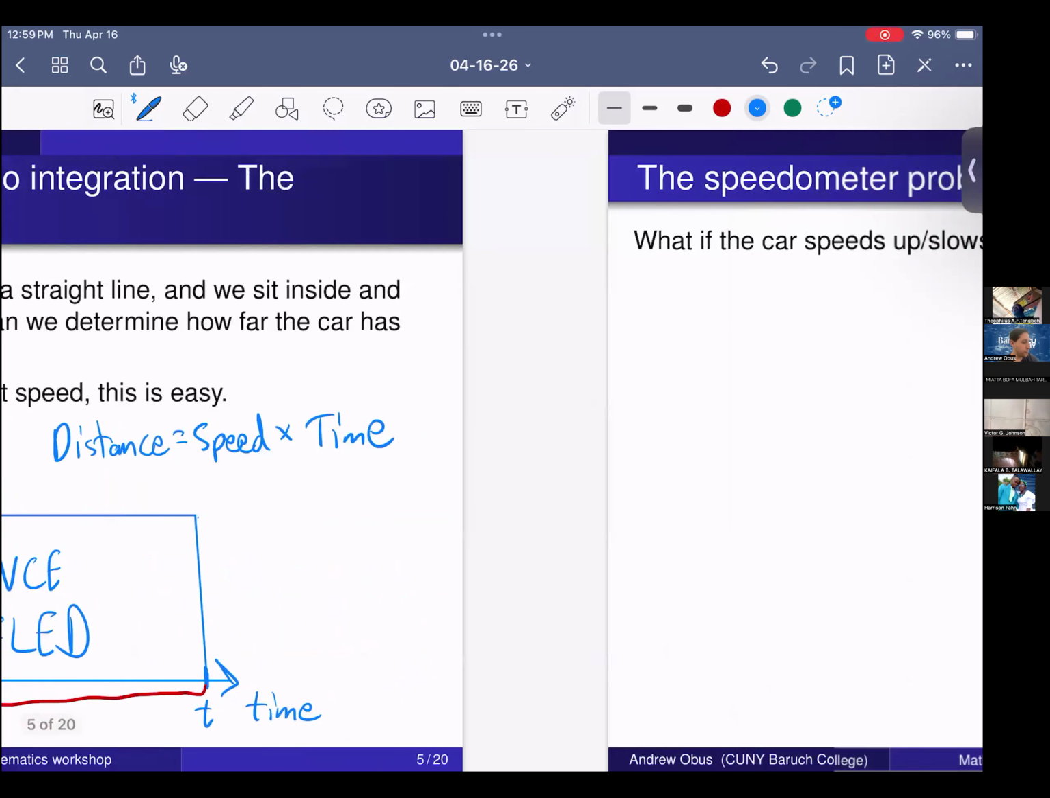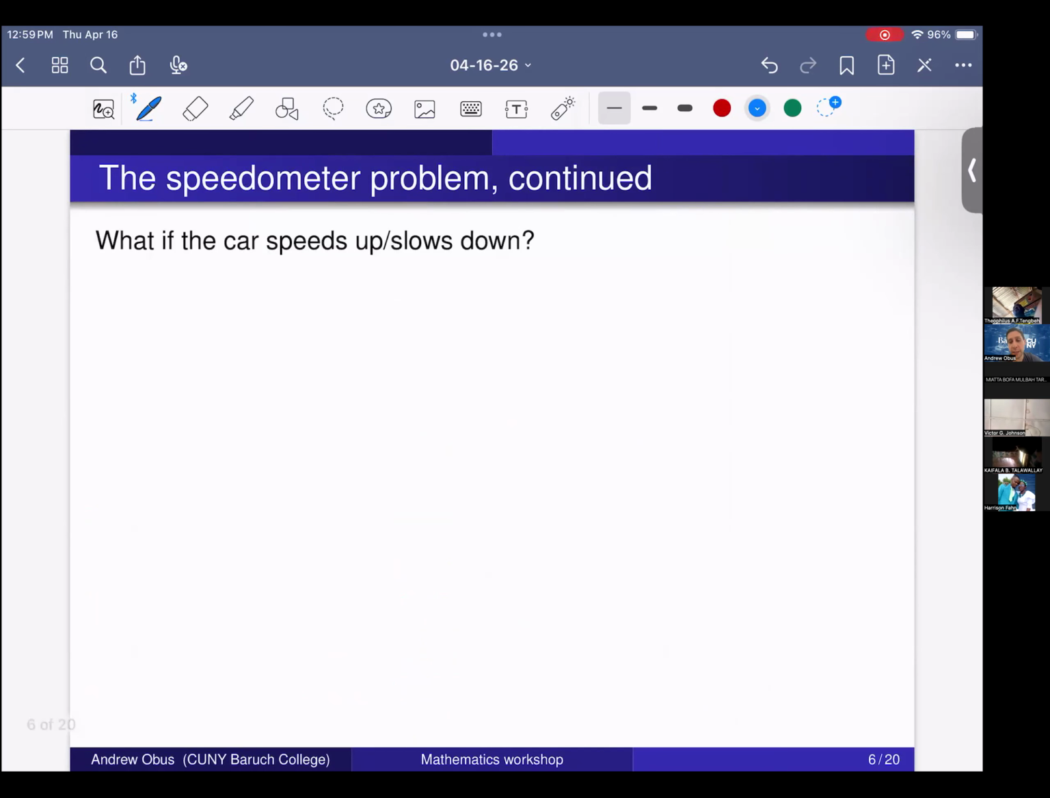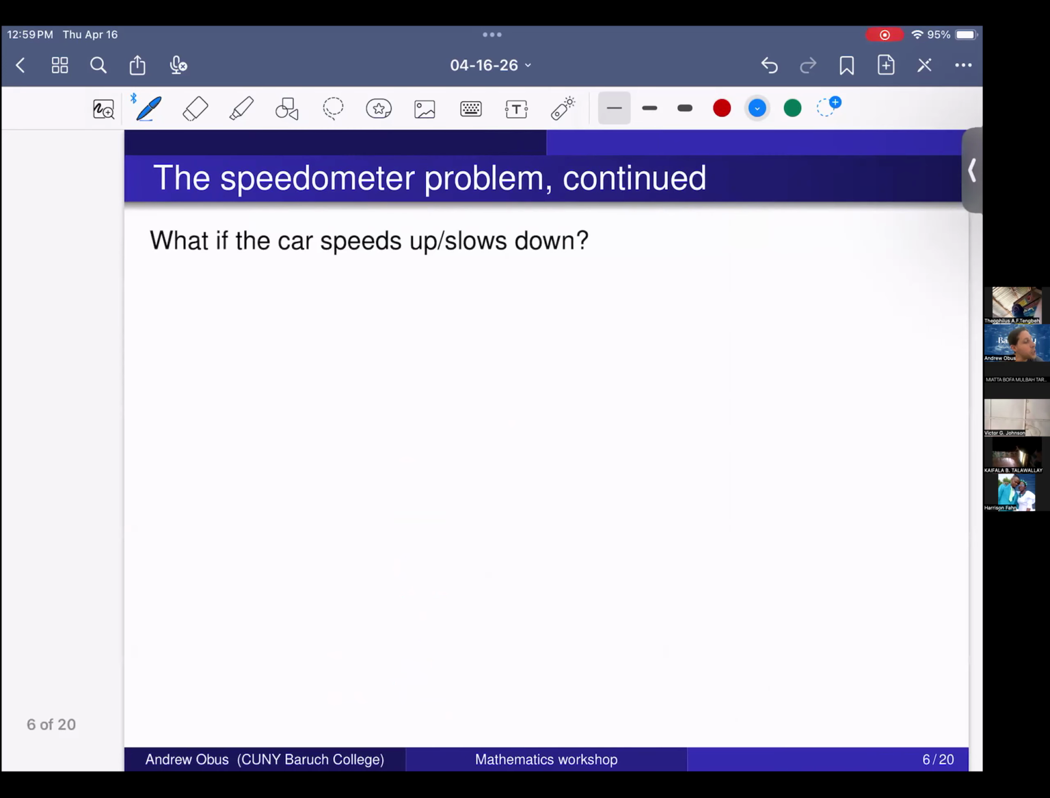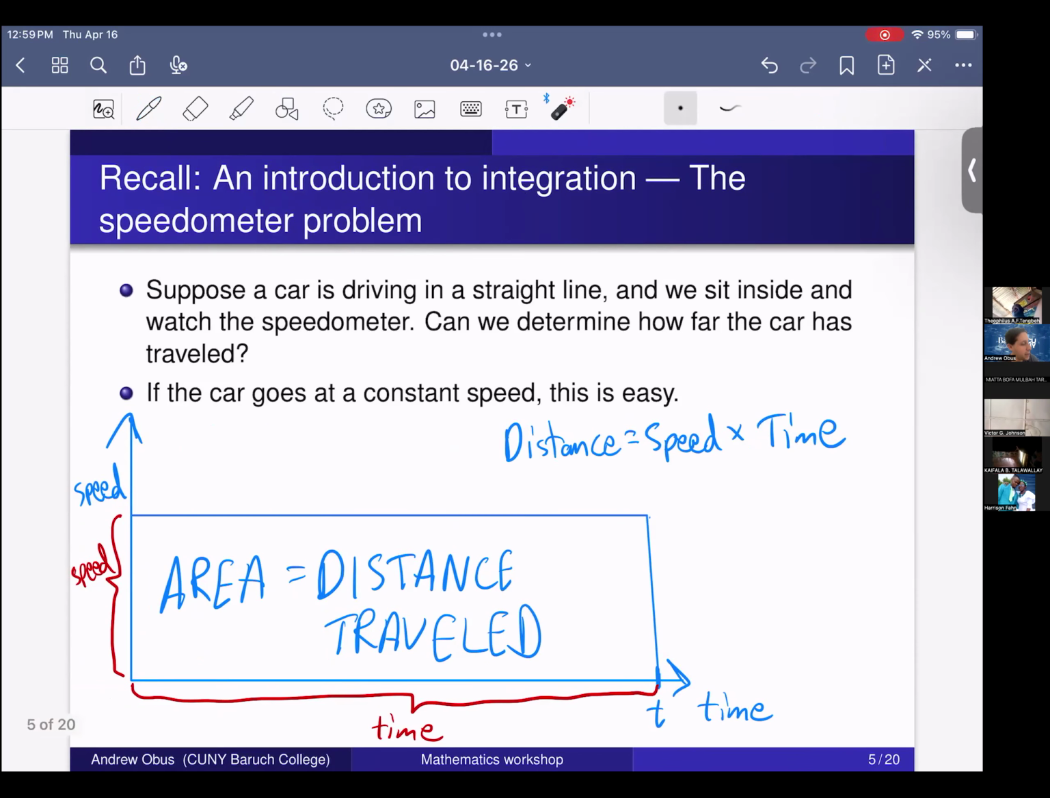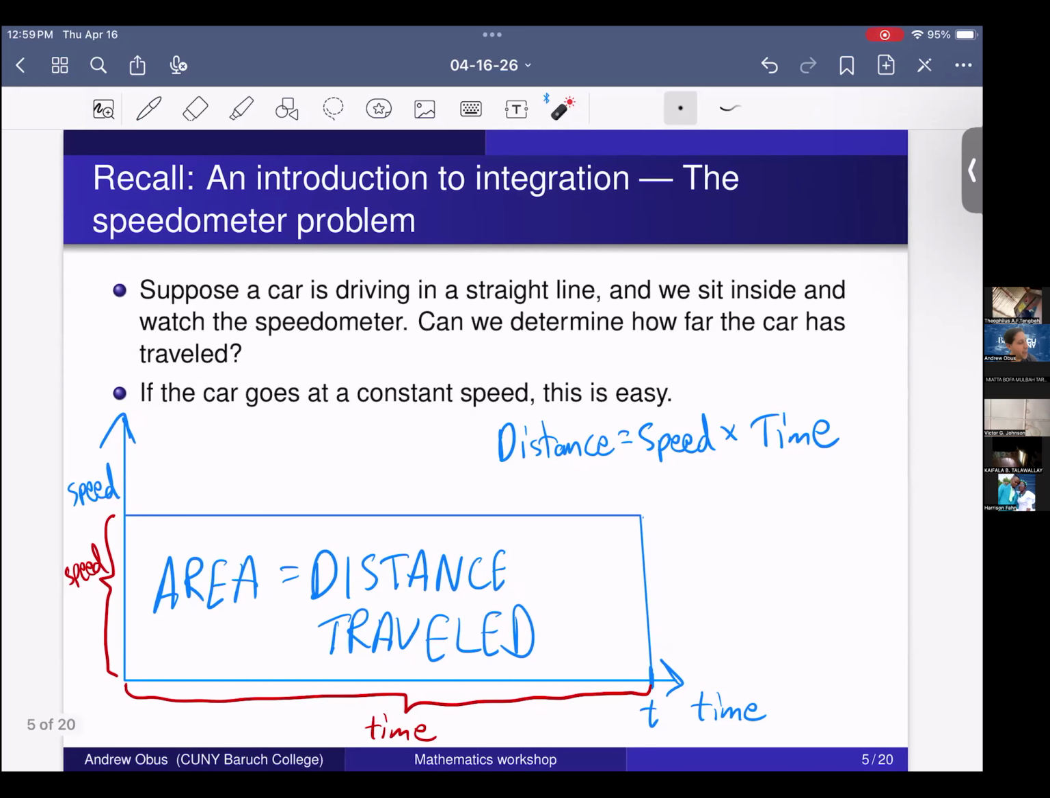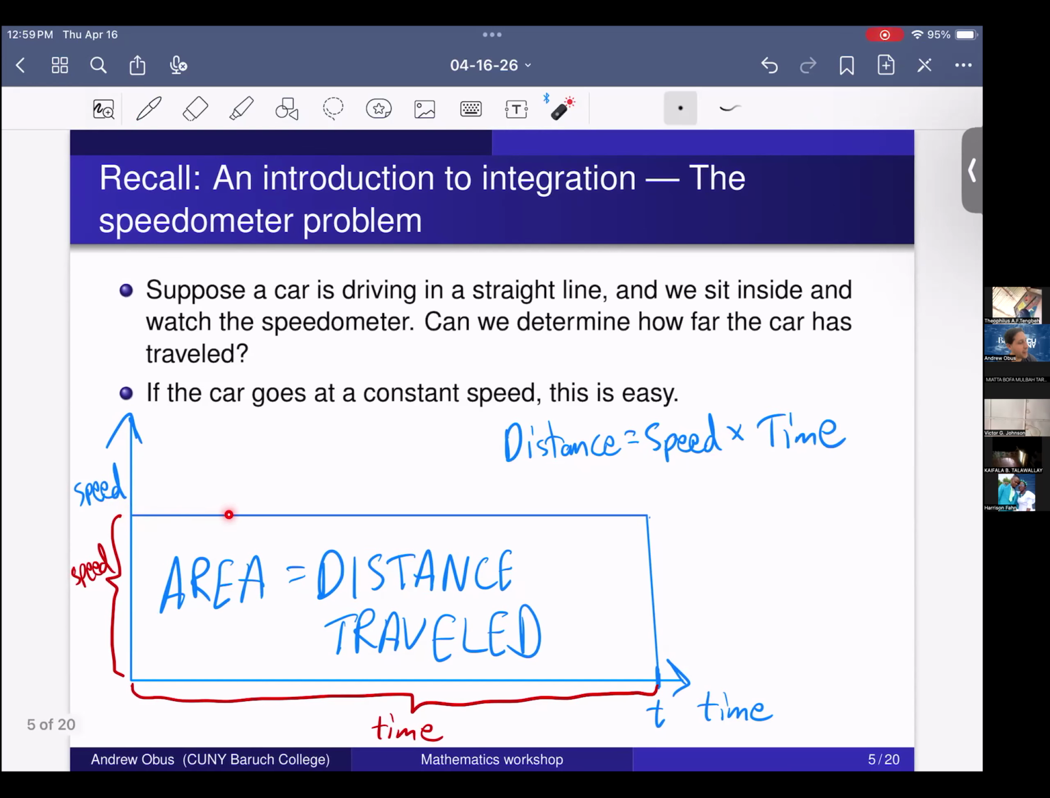Okay, so what happens if the car speeds up and slows down? Well, let me just go back to this old graph here, right? This is my speed. Here it's constant. But if I imagine that I started at this speed and then at some point I got faster and then I got slower, it seems pretty reasonable that no matter how fast or slow I go, the total area under that curve is going to represent the amount of distance that I'm driving.